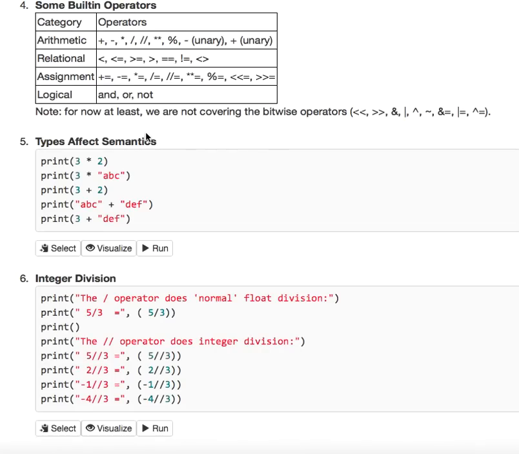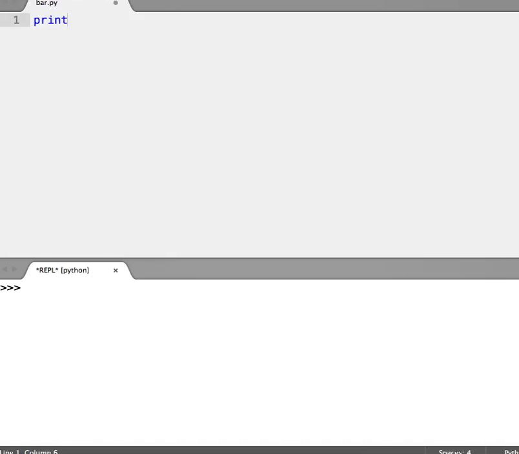Some built-in operators. Here are the operators that we need to know about in Python for this course. Plus, minus, times, and divide are pretty obvious. Double divide, what's going on there? Let's take a quick look. If I were to print, say, 7 divided by 4 and print 7 double divided by 4, you see that the first is normal division, the second one is integer division.